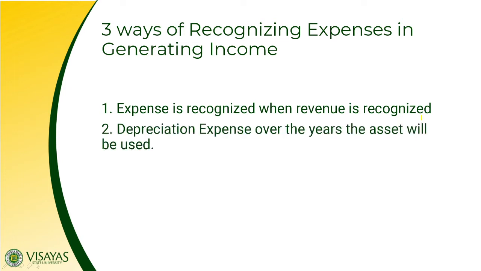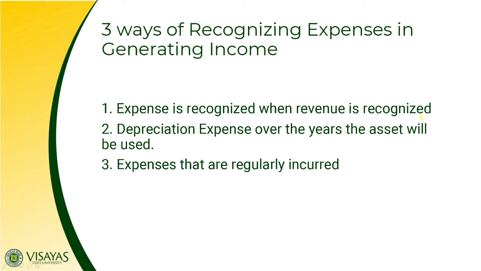The second one is the depreciation expense over the years the asset will be used. Resources or assets that will benefit the business over a number of years should be allocated or spread out as depreciation expense over the years the asset will be used.